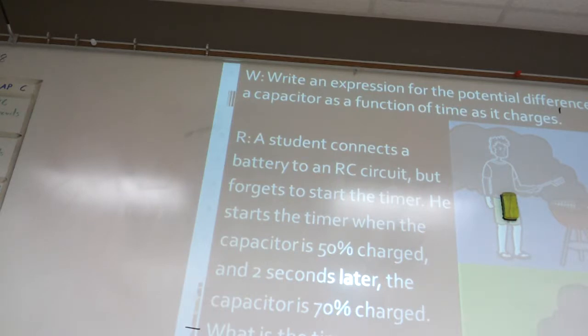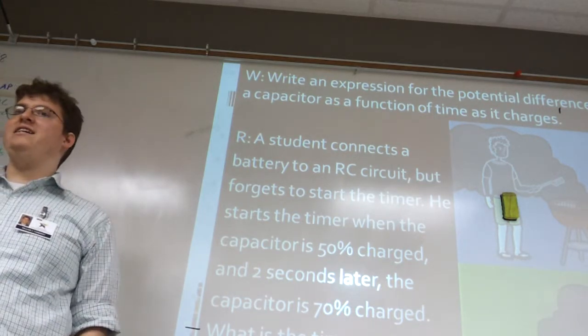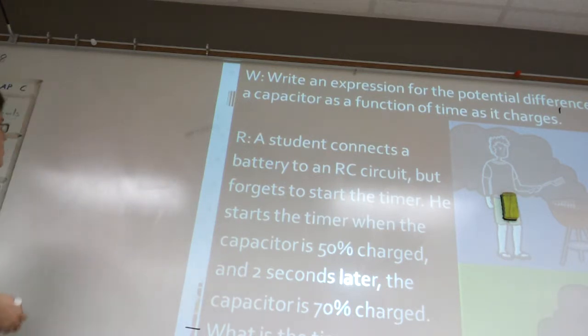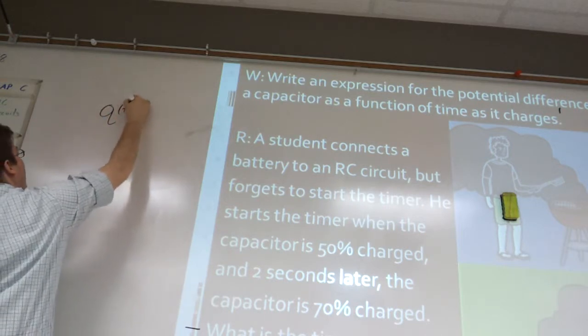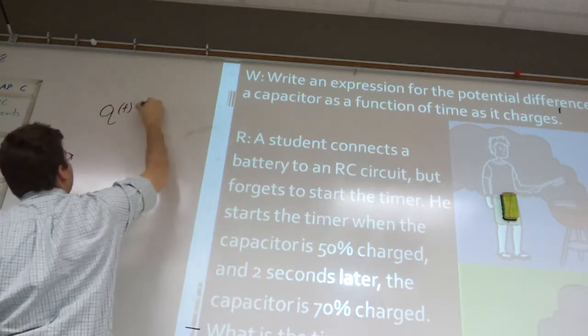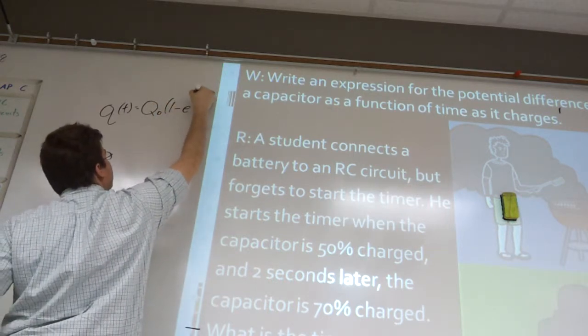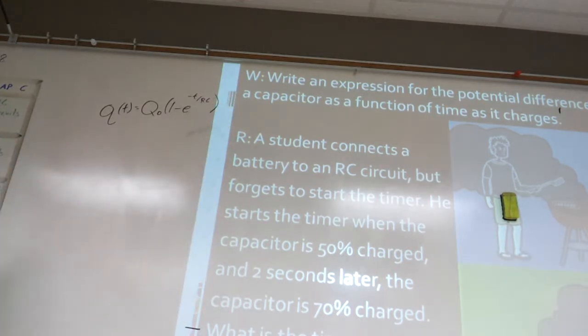Write an expression for the potential difference across a capacitor as a function of time as it charges. How do I do it? Q over C, or Q basically, of t. I know charge as a function of time is going to be Q naught times 1 minus e to the negative t over RC. Okay? I know that expression. That's how a capacitor charges.